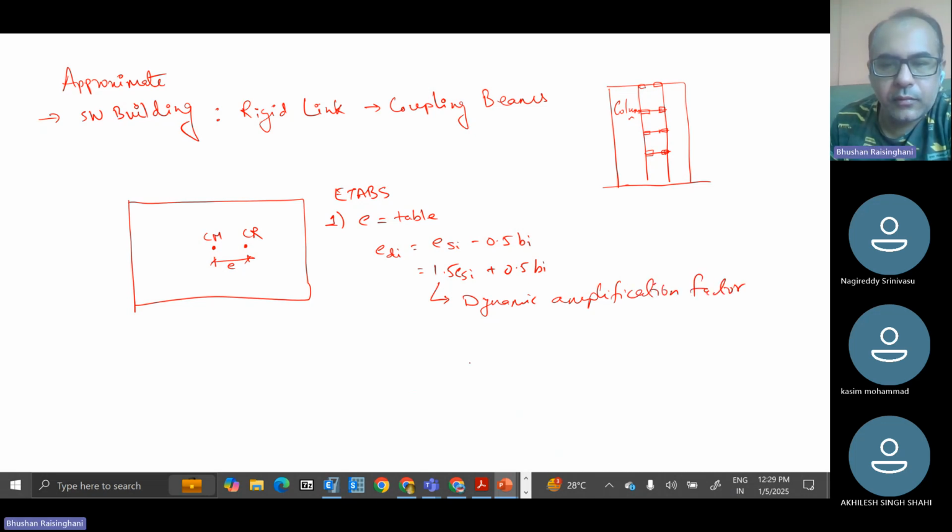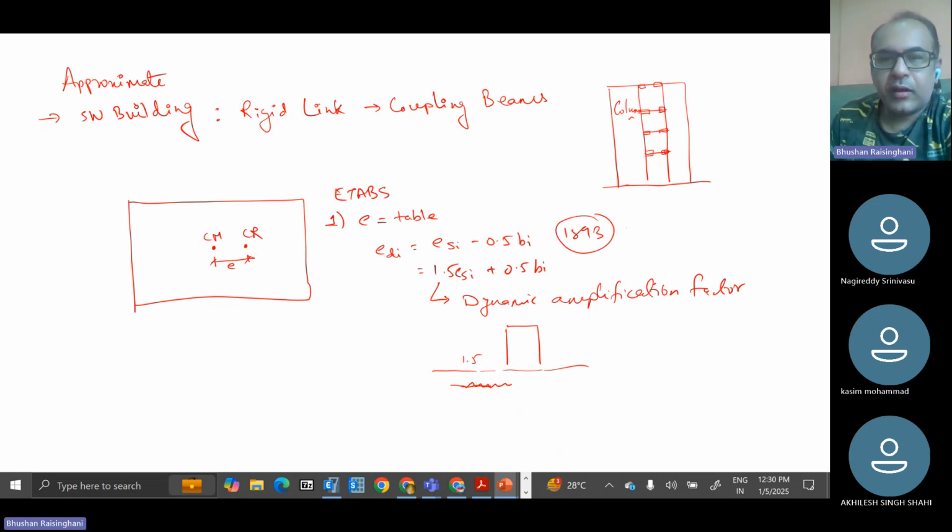And this happens because whatever earthquake is happening at the ground reaches up to the top of the building. Okay, from below the ground, it is going up through the building. So we are applying a dynamic amplification of 1.5, and B is the width. This we estimate as per IS 1893. Okay. And we have to put it in the case of the response spectrum method.